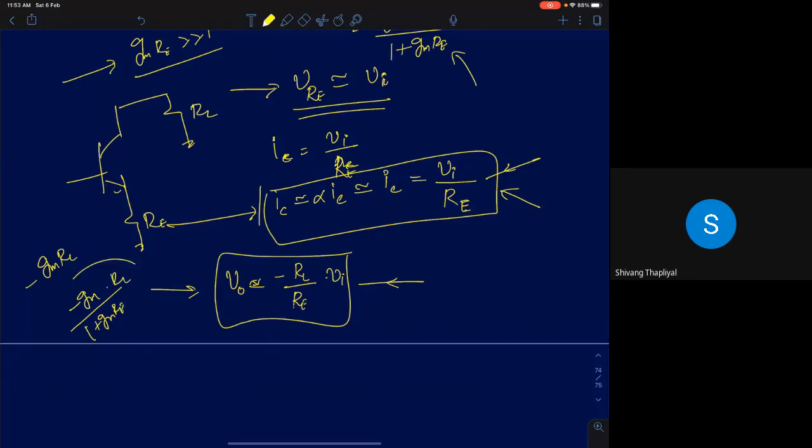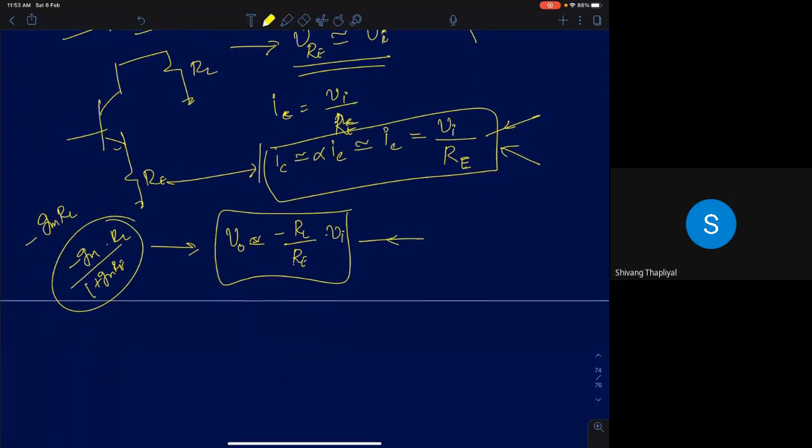This is an exact expression. Now this factor, if GM RE is much greater than 1, reduces to minus RL by RE. But now it is definitely going to be smaller than GM. So GM by 1 plus GM RE is going to be smaller than GM. So the gain is reduced. We lose somewhat in the gain. Voltage gain is reduced, but in return, we get a constant gain and also a linear amplifier. So that's the advantage of emitter degeneration.